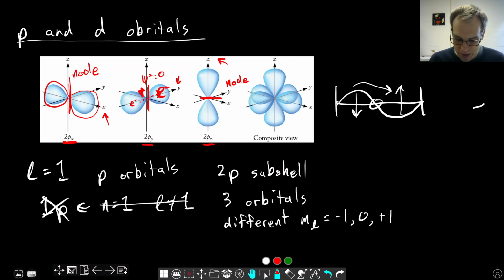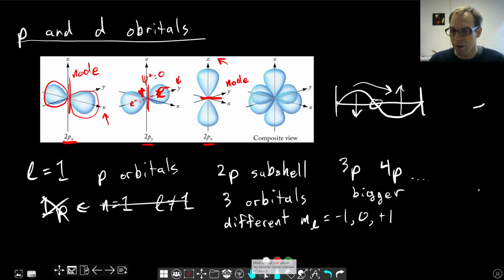Again, we have 3 different ones, and you can have different values of n. So we will also have 3p orbitals and 4p orbitals, etc. They'll all have the same shape, but similar to what we saw with s orbitals, these will be bigger, right? If we get to higher values of n, the orbitals get larger. Same story as we had with the s orbitals.